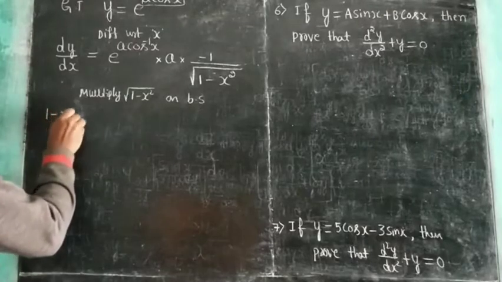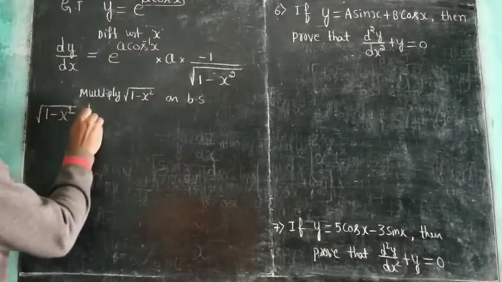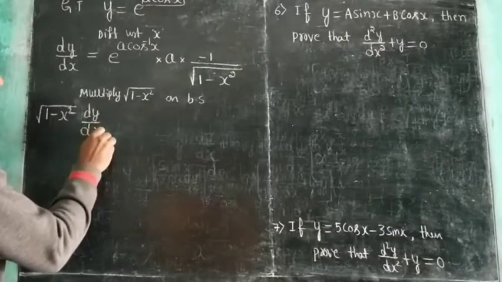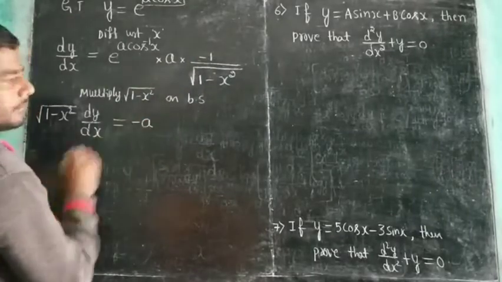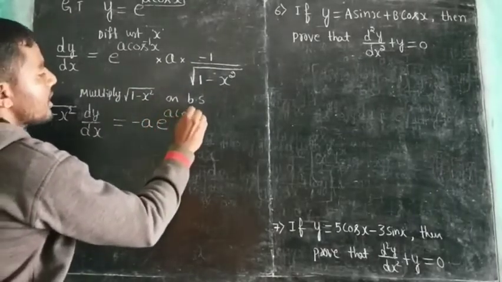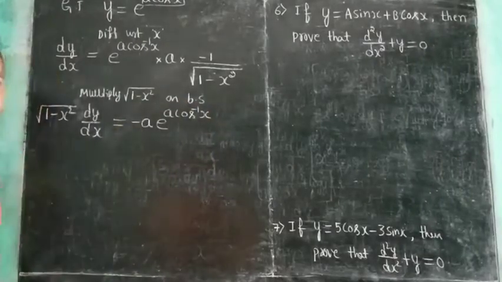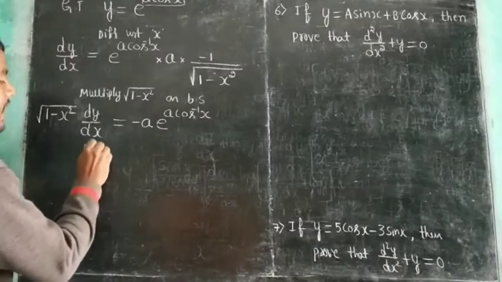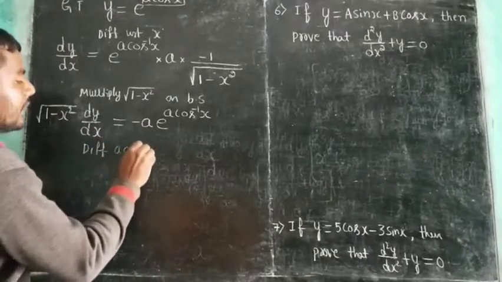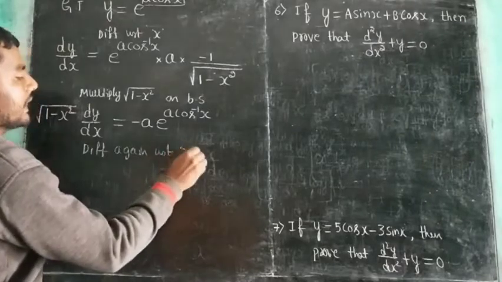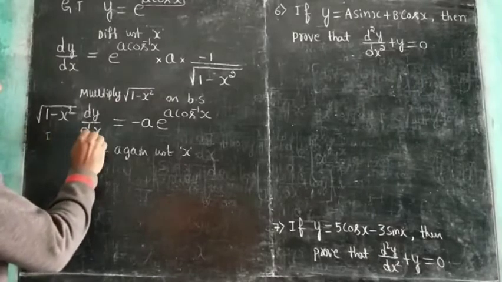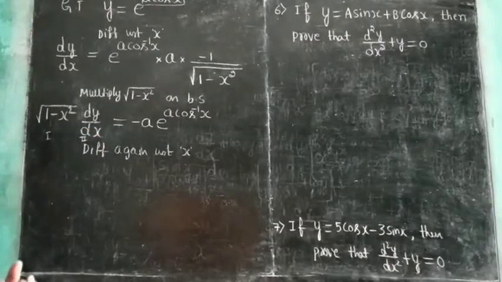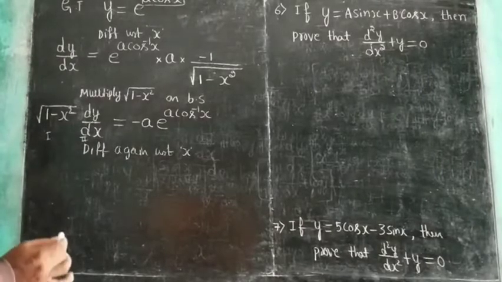When multiplied, root of 1 minus x square into dy divided by dx is equal to, here minus 1 into a is nothing but minus a into e to the power of a cos inverse x. Once again differentiate with respect to x. In the left hand side we have a product of two functions. First function is root of 1 minus x square, second function is dy by dx. So by using product rule you can find the derivative.